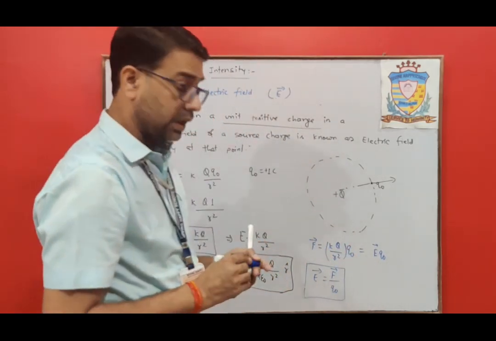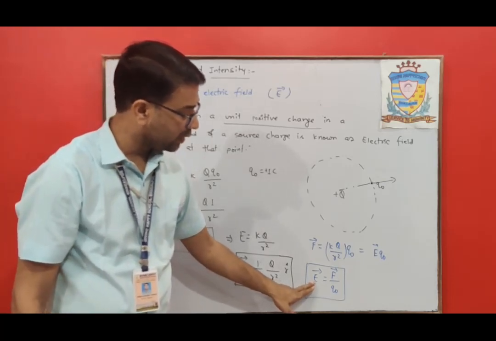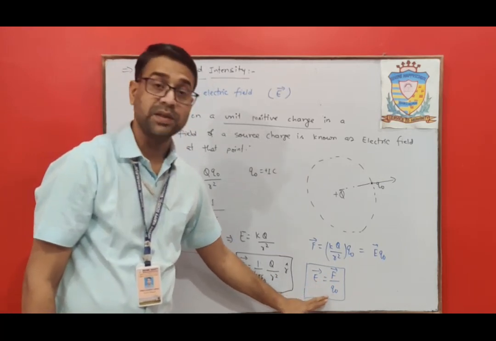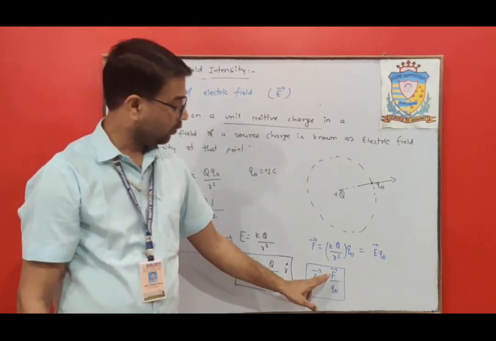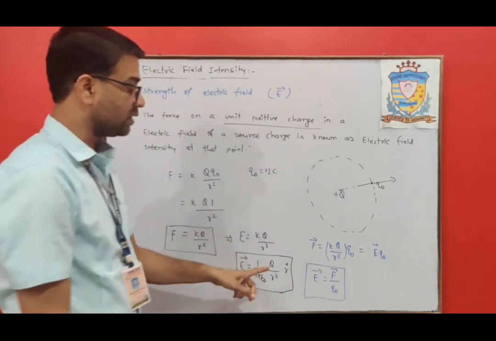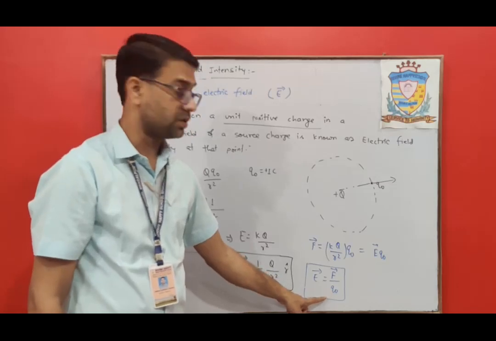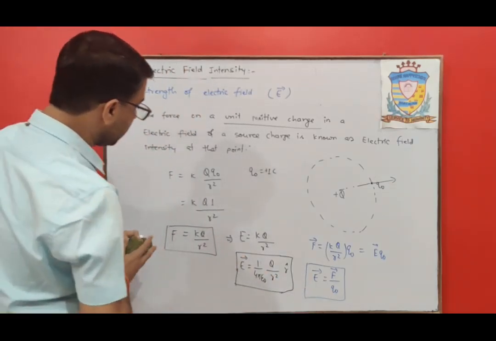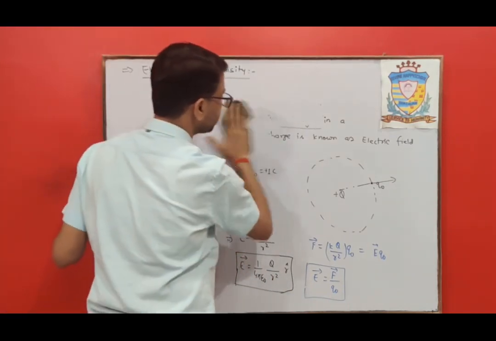So if the electric field intensity is given, in that case we can calculate the value of this force. If the electric field intensity and the value of the test charge are given, in that case we can calculate the force using this formula. So F is equal to E times Q naught, where Q naught is the test charge. Clear? Now we will find the SI unit and dimensional formula for electric field intensity.